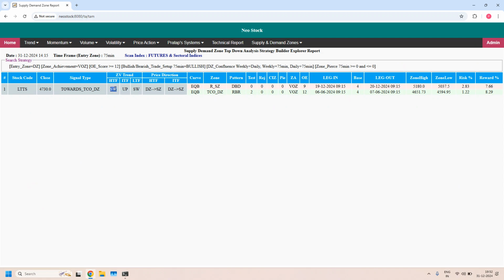But the weekly trend is sideways, no need to look for weekly EMA confluence because it doesn't give any extra advantage.